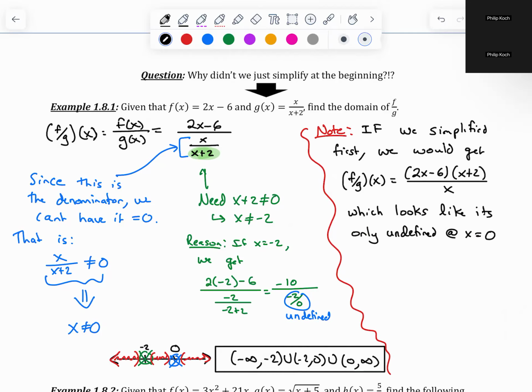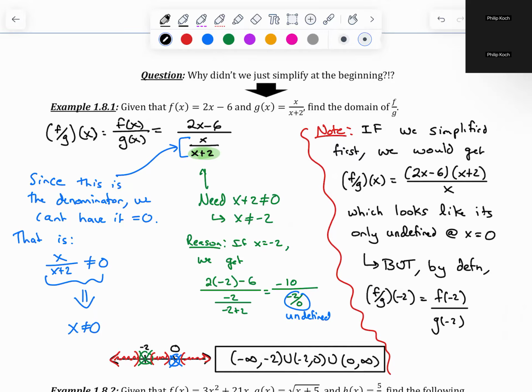So if we look at it by its simplified form and don't look at the context at all, it's like, oh, there's only one issue at 0. But that's not true. By definition, f divided by g of -2 is equal to f of -2 divided by g of -2.